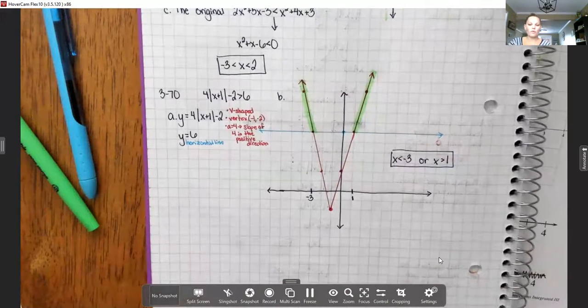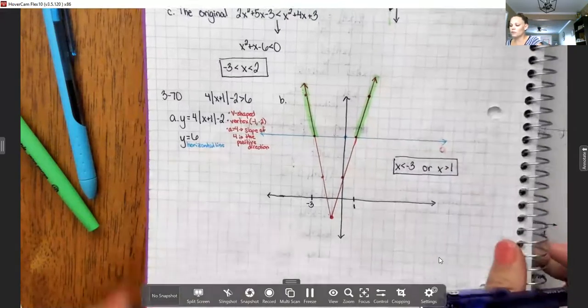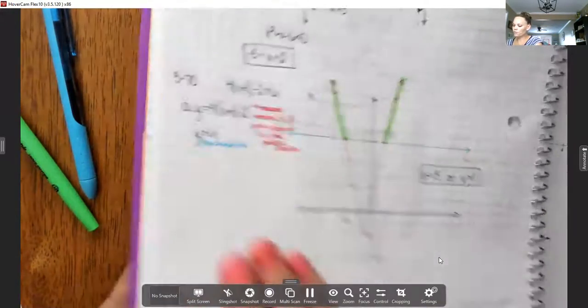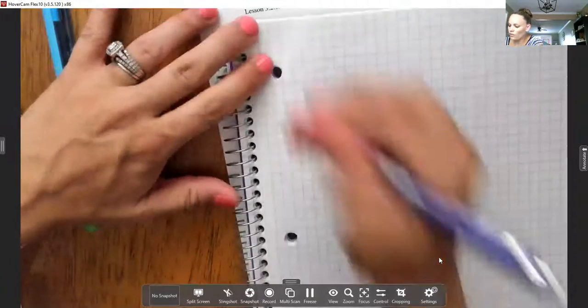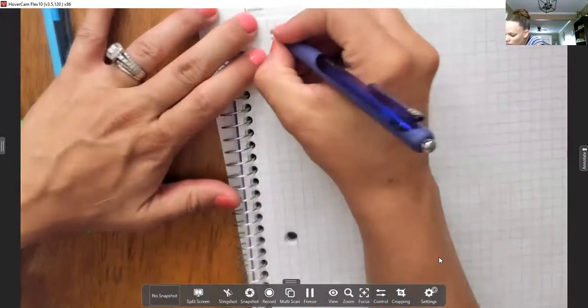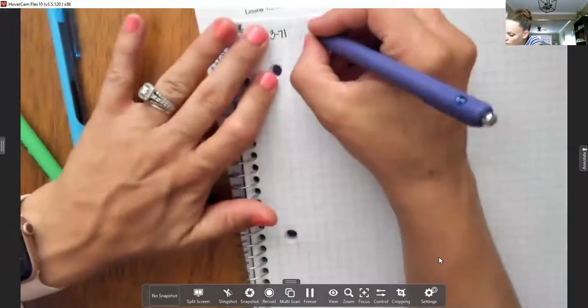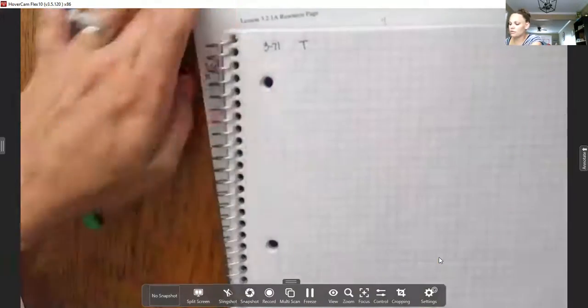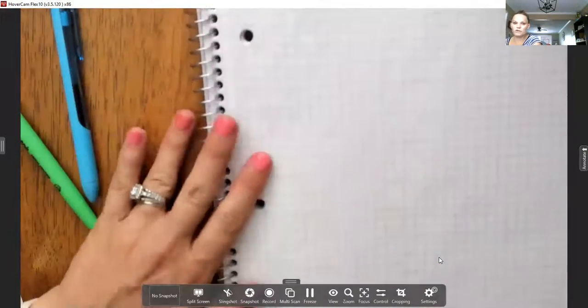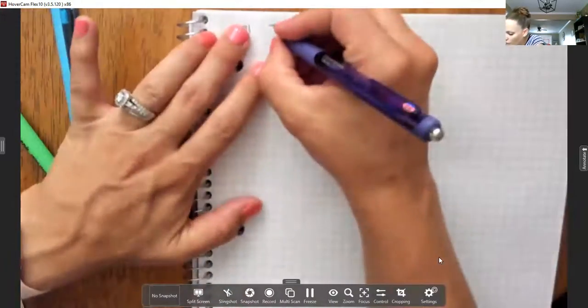And then we have one more problem to do, and we'll do it as notes as well. So hopefully these will be helpful on your test. 3-71 is, sorry, that's the resource page. Two variable inequalities.